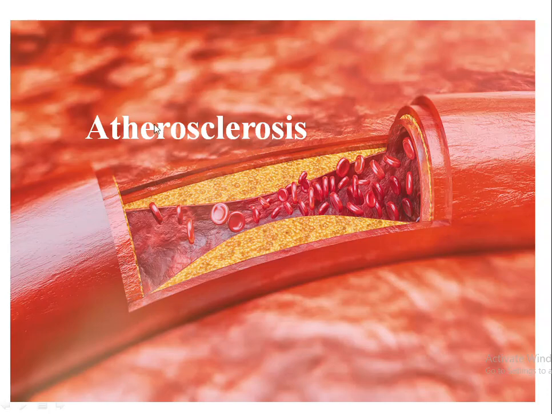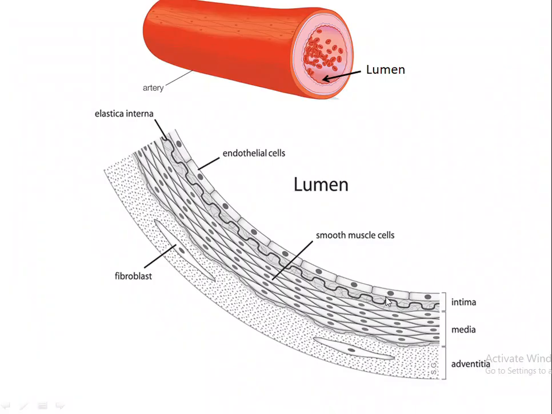Though I have explained atherosclerosis in detail when I was explaining coronary artery disease, I'll enumerate it once again. This figure is showing various layers of blood vessels such as endothelium, tunica intima, tunica media and tunica adventitia. These layers have also been mentioned while discussing coronary artery disease.